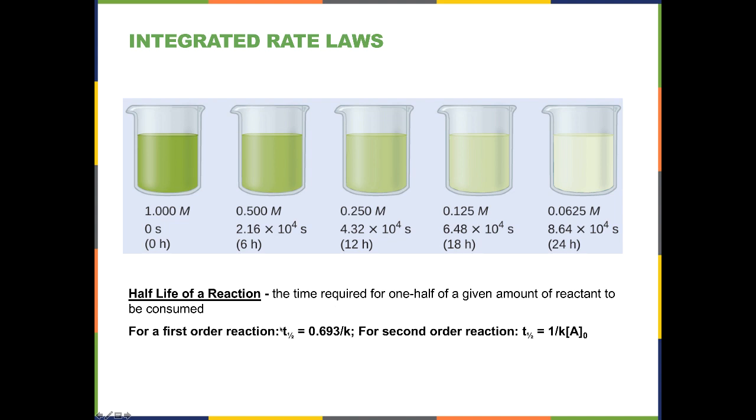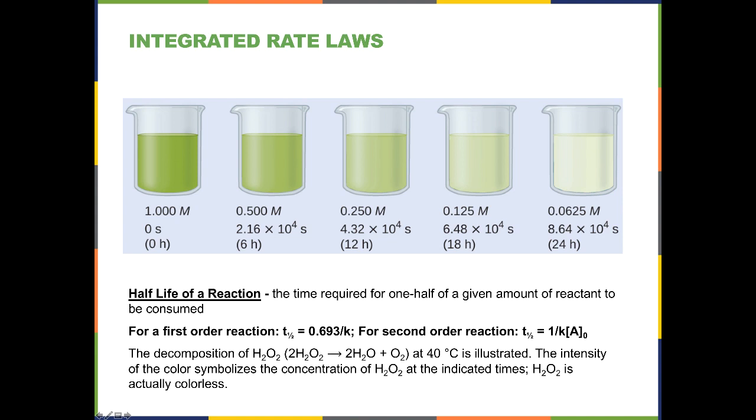For a first order reaction, if you do the mathematics using the previous equations and solve for t, the half-life is going to equal 0.693 divided by the constant. Now, in your book, it goes through this derivation, and you can do that if you want, or you can just remember this equation. For a second order, the half-life is 1 over K times the concentration at time 0.